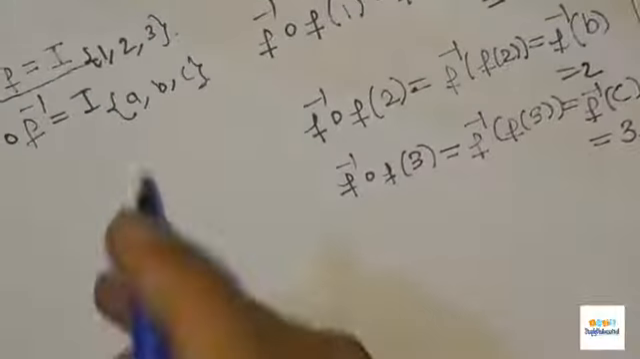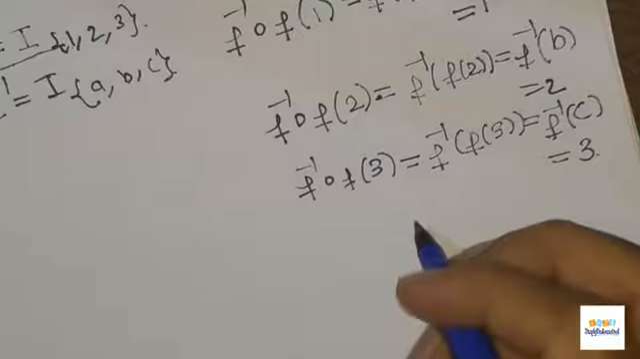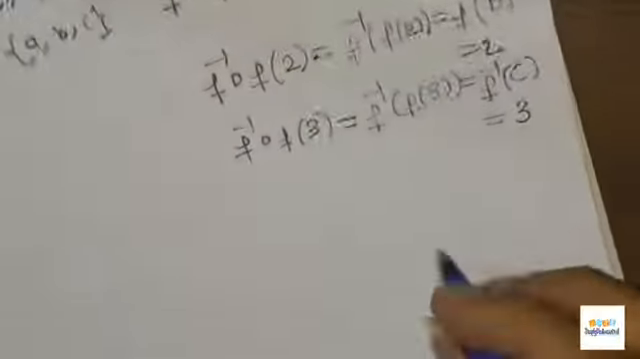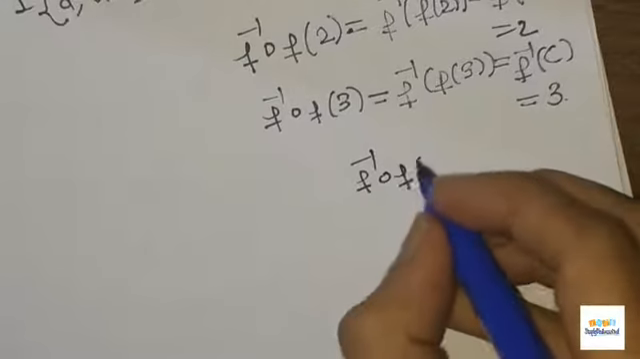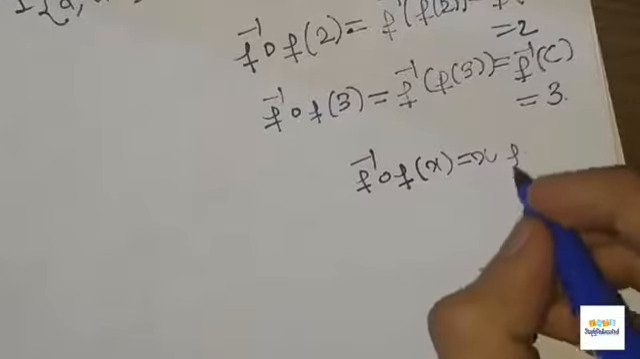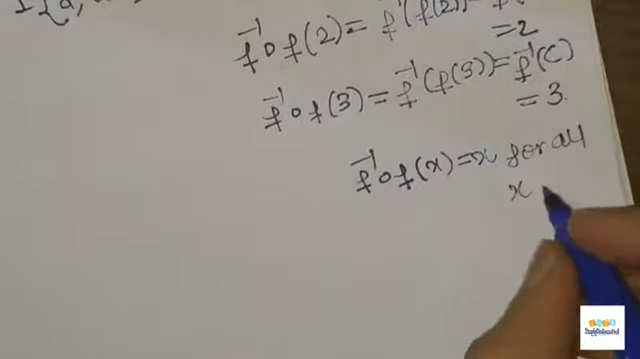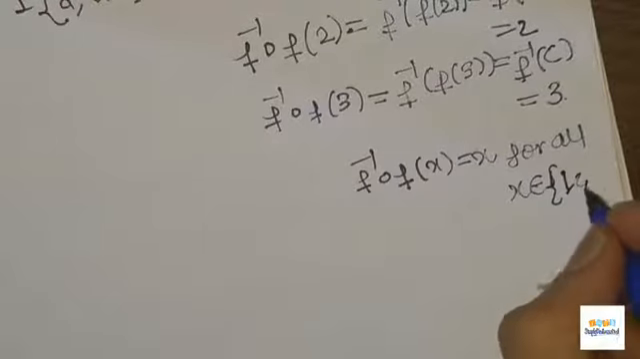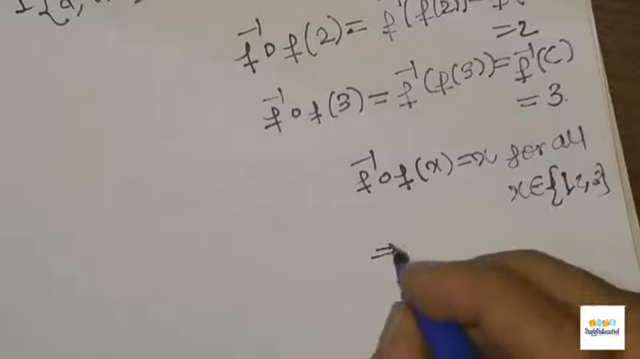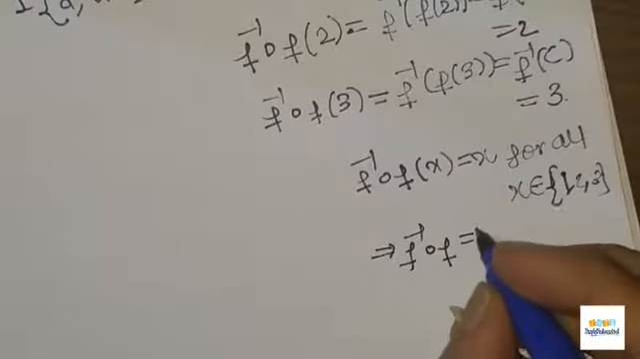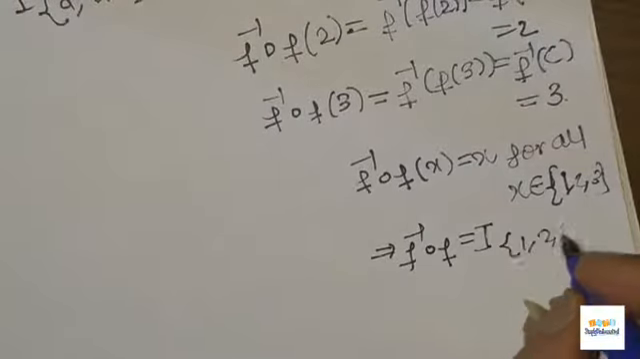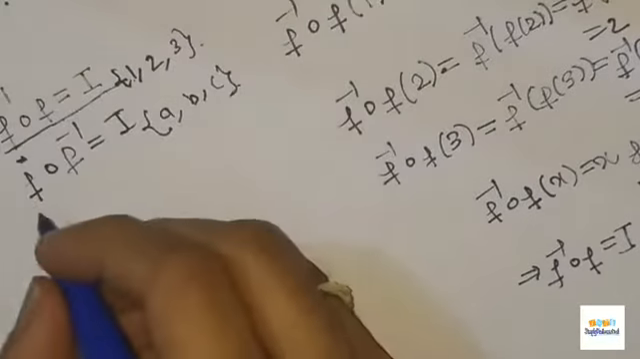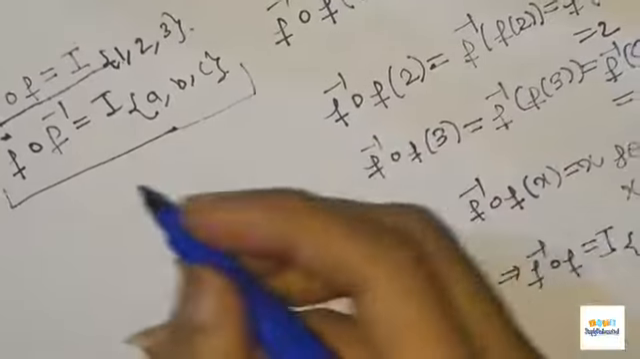Now, because we have got F inverse composition F of x equal to x, for all x belonging to the domain of F, that is nothing but 1, 2, 3, that means what we can write is F inverse composition F is equal to I suffix the set 1, 2, 3. Okay, so one condition we got. Now we have to similarly check the second condition.